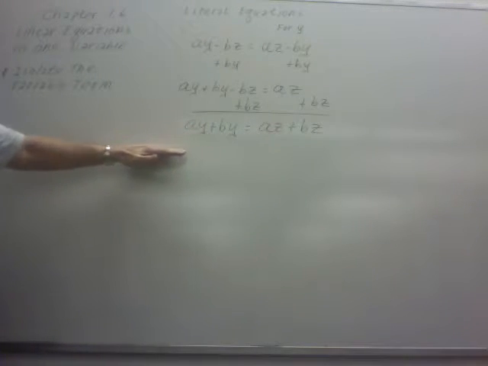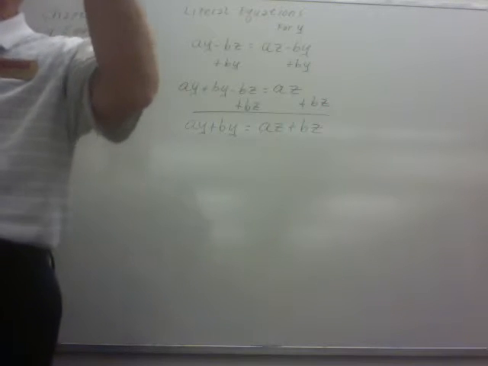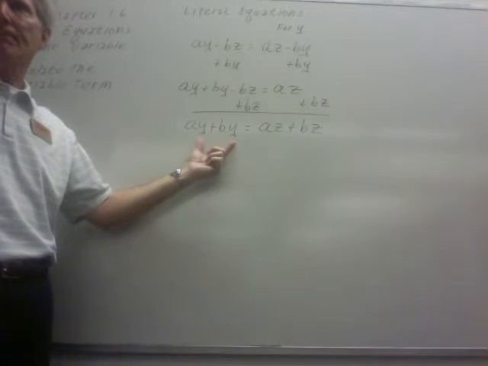Right? So I've accomplished what I wanted to accomplish. That is, I have all of my variable terms on the same side. Now, what we have to do is go back to what you did in chapter 1.3. Here, we've got to do a little factoring. I'm going to take out my greatest common factor.